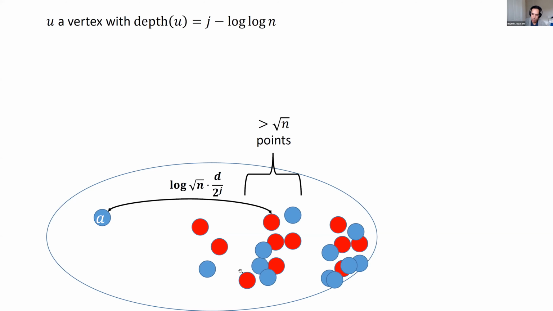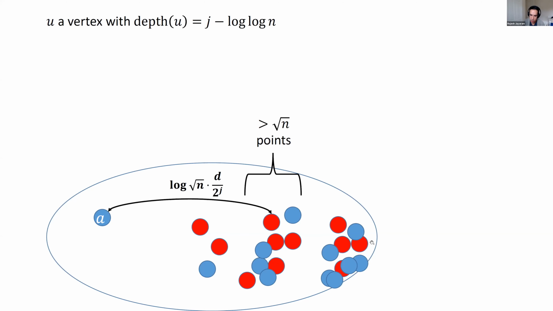These root n points should now all be contained in the same vertex as A, because that's how they corresponded to how far they were. Moreover, these points will now be close points. They'll be in line with the distance I wanted A to be at, distance u, so d over 2 to the depth of u. But now let's assume that a bad thing has still happened, that the distance between A and the center of mass is still far.